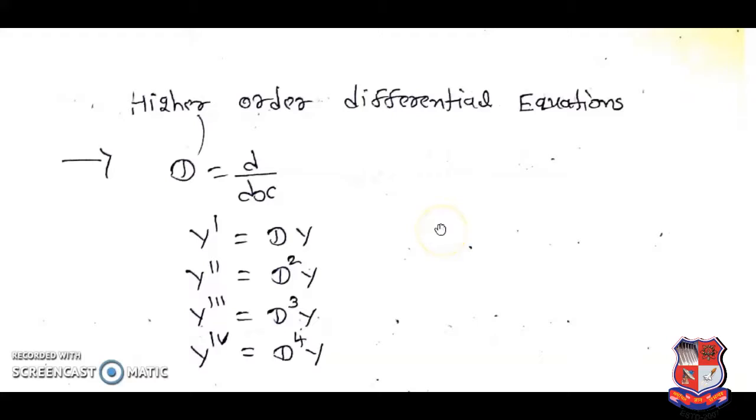Good morning friends. Today's topic is higher order differential equations. In higher order differential equations, capital D equals d by dx, y dash equals dy, y double dash is d square y, the third derivative is d cube y, and the fourth derivative is d raised to 4 y.